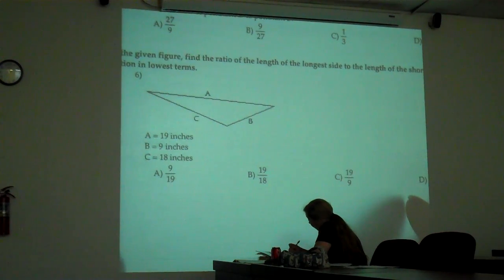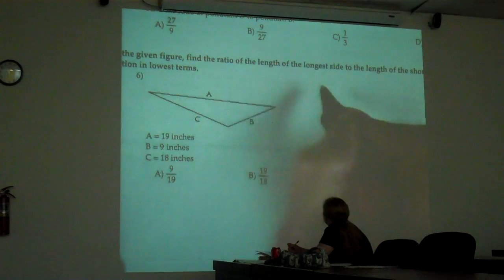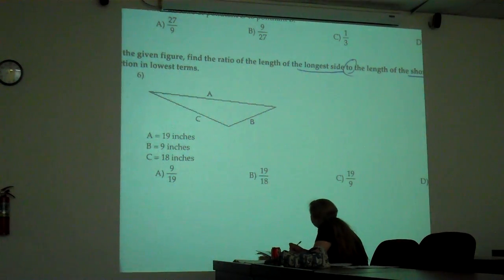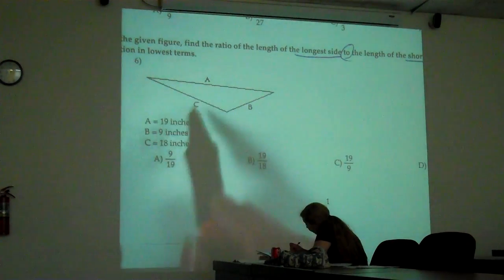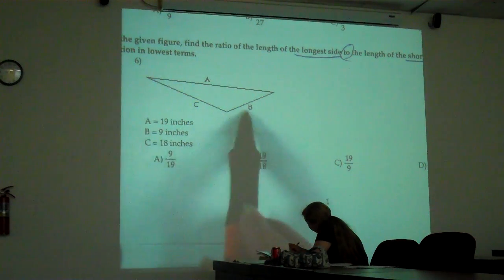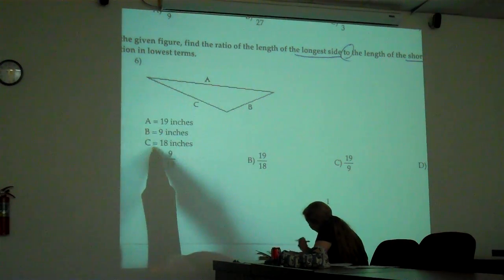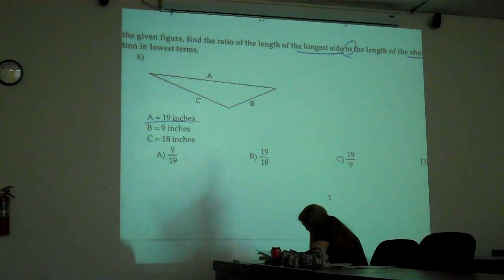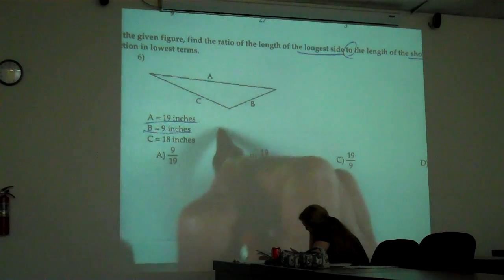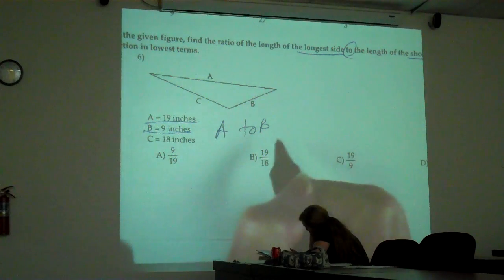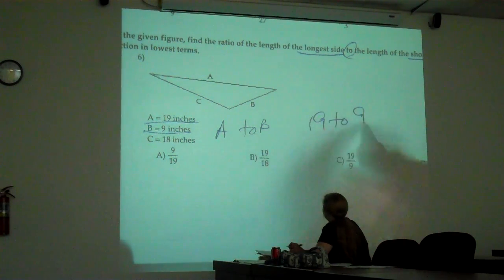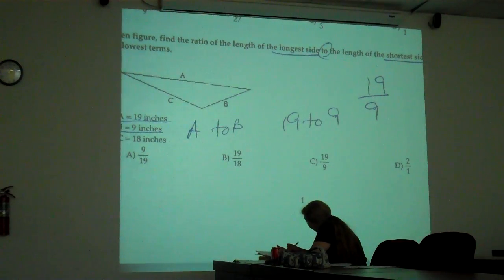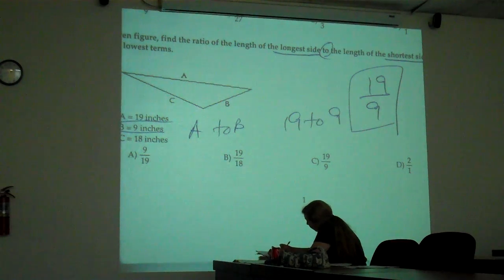For the given figure, find the ratio of the length of the longest to the shortest. Looking at ABC, you have to look at these numbers, not these lengths here. Look at these numbers to see which one's the longest. That would be A. And which one's the shortest? B. So we're doing A to B, which is 19 to 9. So 19 over 9, will that reduce? No, it won't reduce. It's 19 over 9.